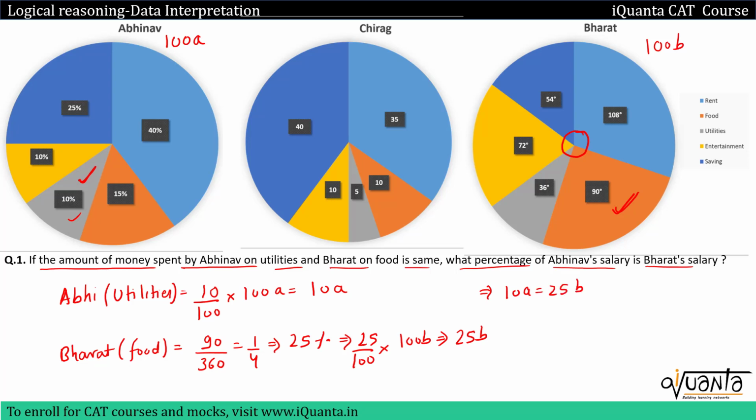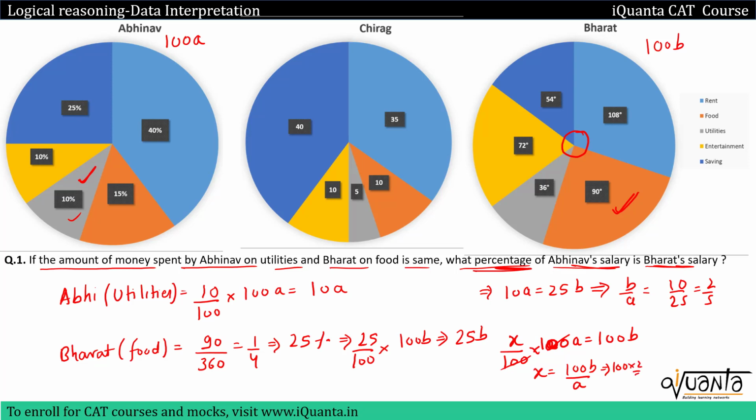We have to find out what percentage of Abhinav's salary is Bharat's salary. So let us assume that X% of Abhinav's salary is equal to Bharat's salary. So X% of Abhinav's salary, which is basically 100A, is equal to Bharat's salary, which is 100B. So we have to find out the value of X. 100 cancels. X will be equal to 100B upon A. Now we can find out the value of B upon A using this equation. B upon A will be equal to 10 upon 25, which gives us 2 upon 5. So this will be 100 into 2 upon 5, which gives us 40%. So X will be equal to 40%. 40% is the correct answer to this question.